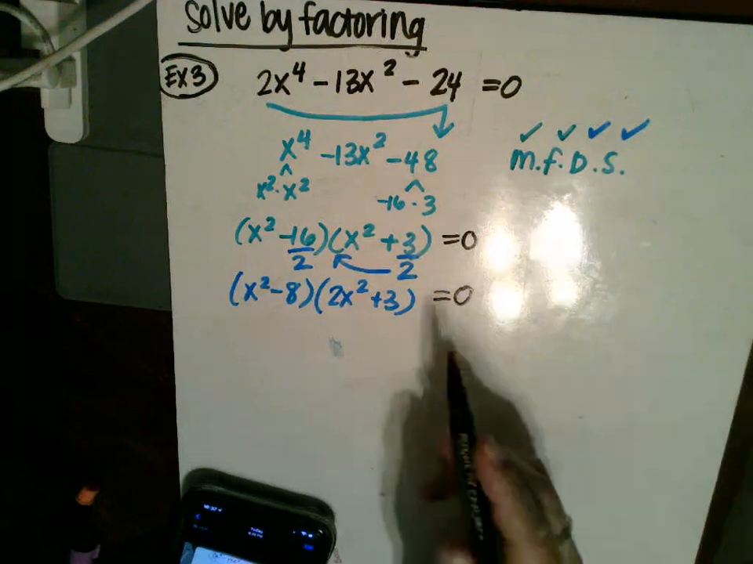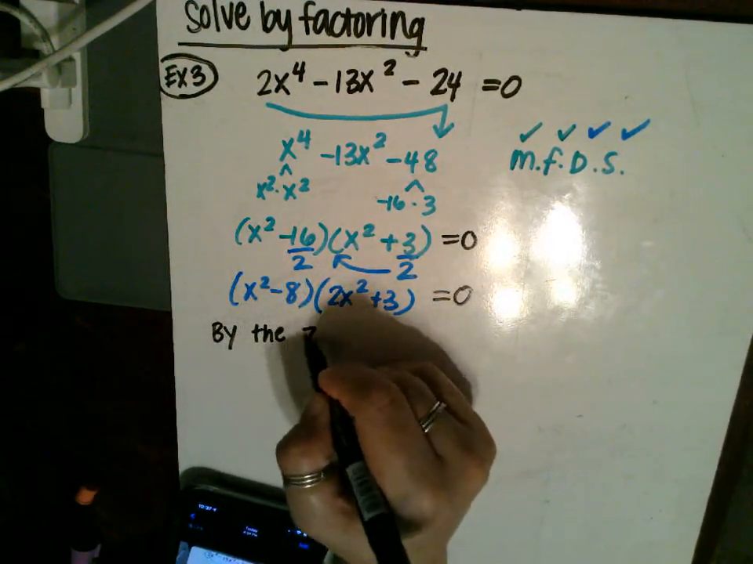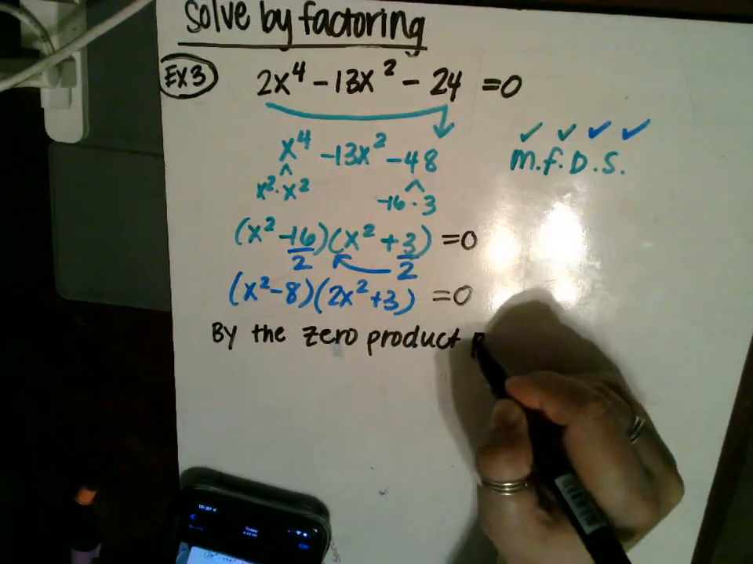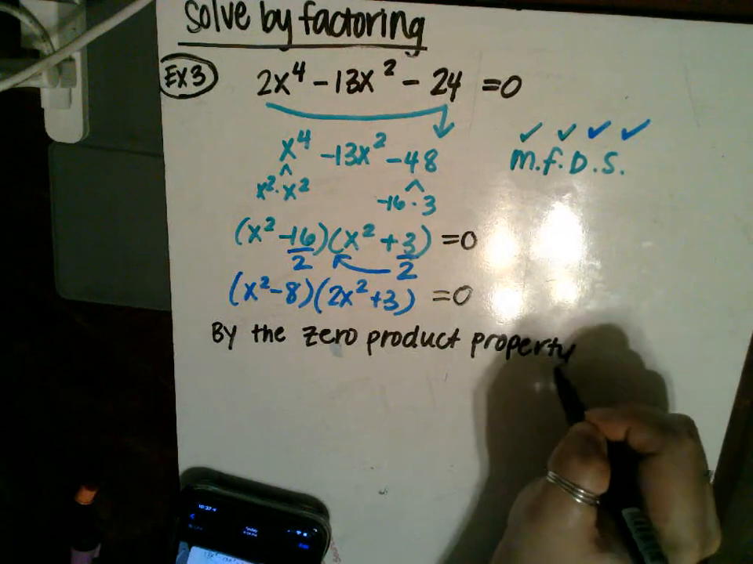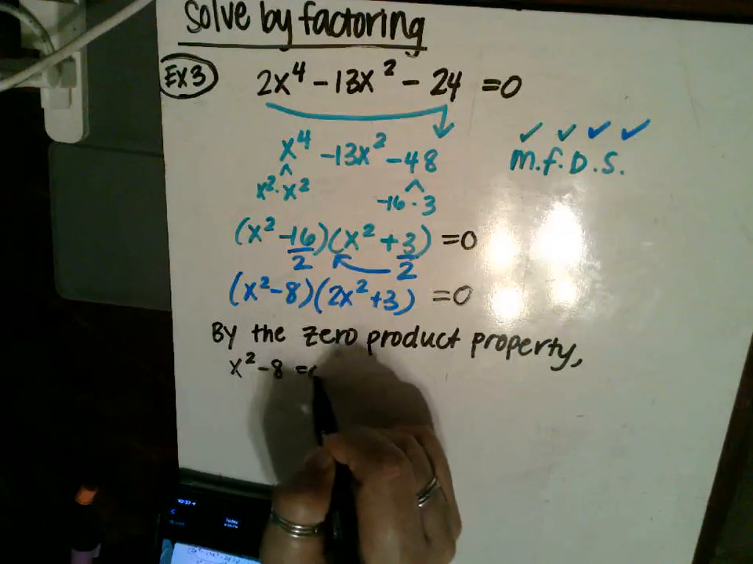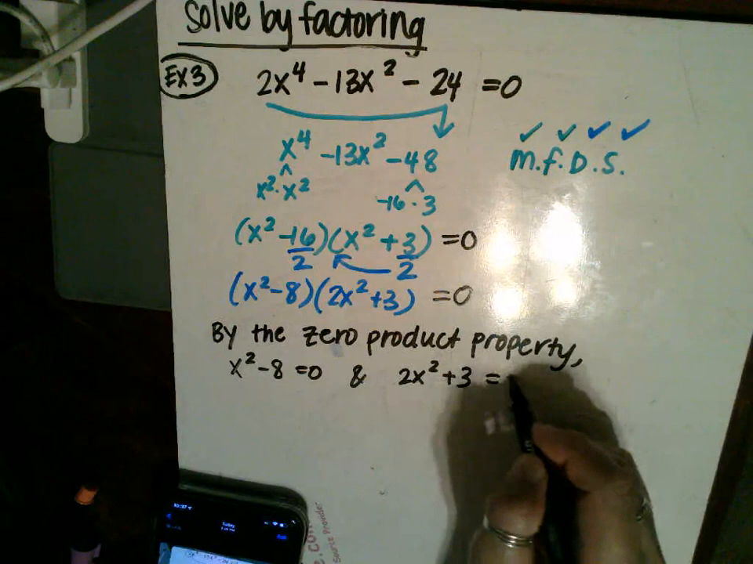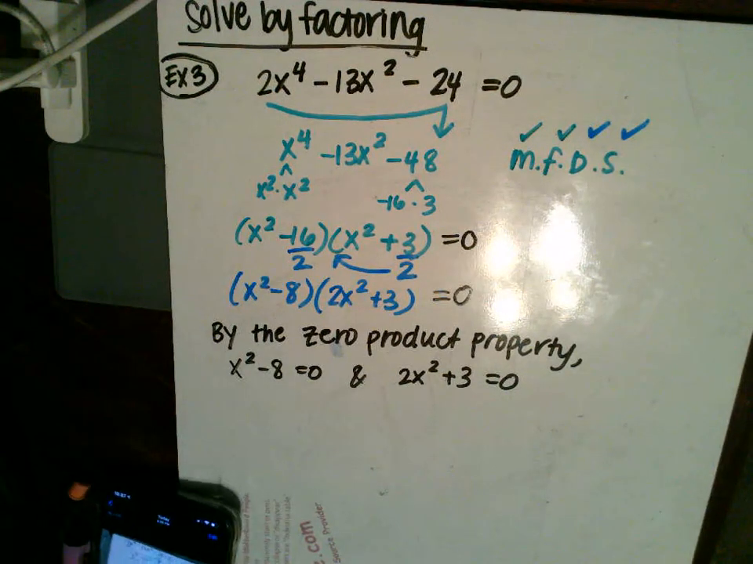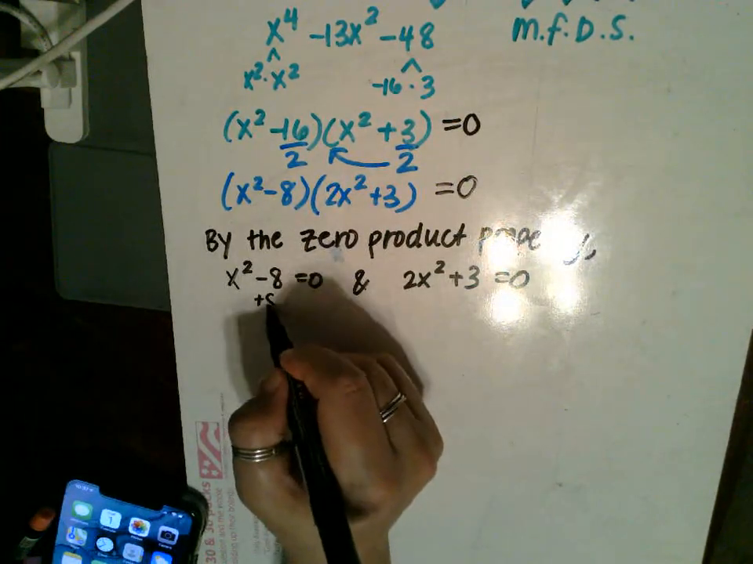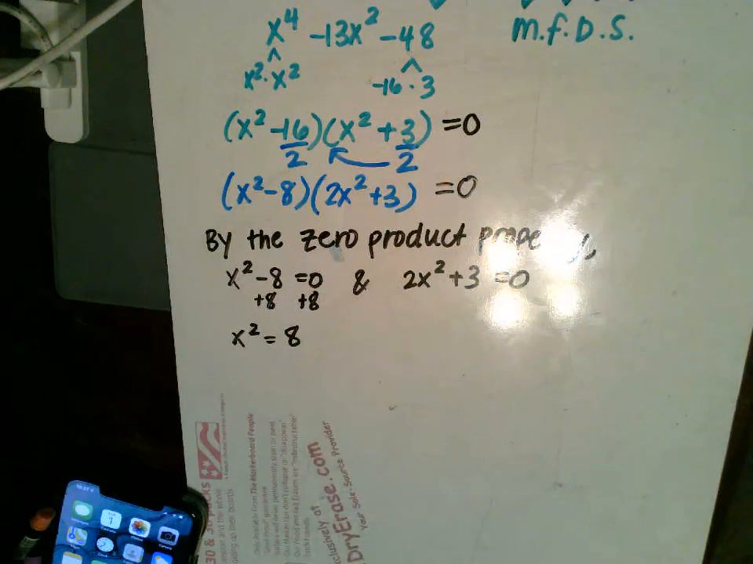Since I'm solving by factoring by the zero product property, we will set each factor equal to 0. So we have x squared minus 8 equal to 0, and 2x squared plus 3 equal to 0. Adding 8 to both sides for this first one, I get x squared equals 8.